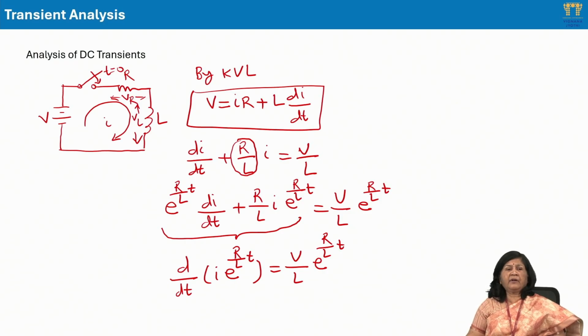So that's all for the analysis of DC transient for RL circuit.